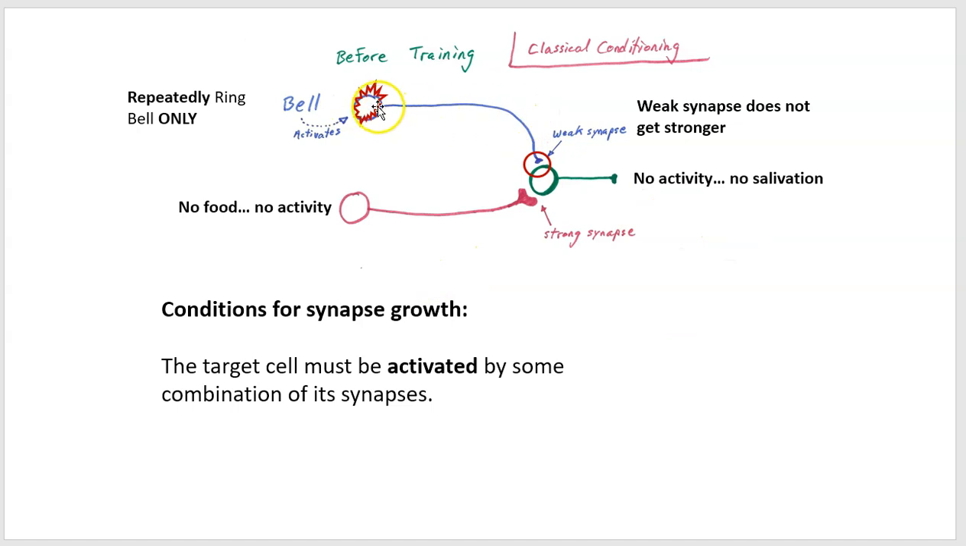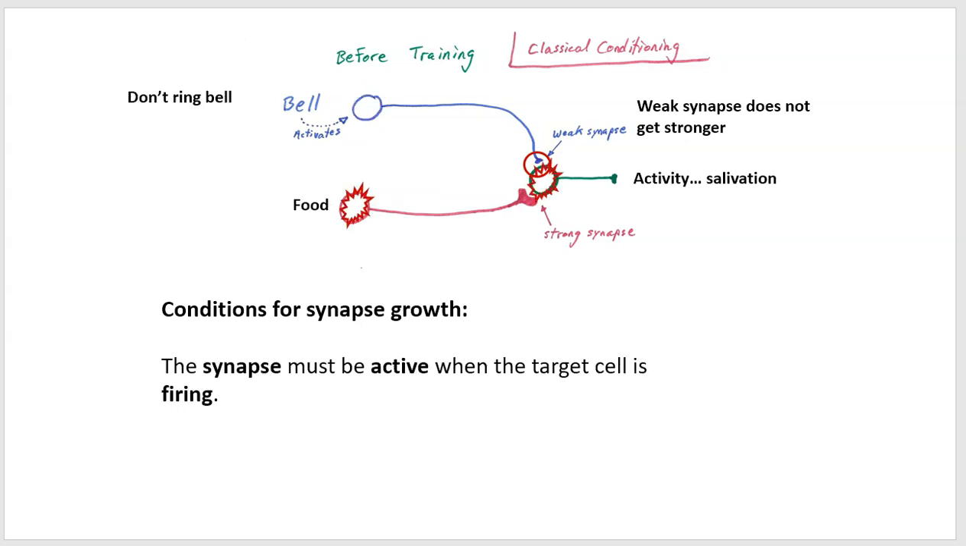If you ring the bell, electrical signals will head down here to the weak synapse, but notice because this synapse is weak, the target neuron doesn't respond, so we get no salivation. No matter how many times we ring the bell, the dog never salivates to it because the conditions are not present to strengthen that synapse right there. And what's missing? Activity of the target cell. The target cell must be activated by some combination of its synapses if you're going to strengthen one of the synapses there. You've got to have target cell activity.